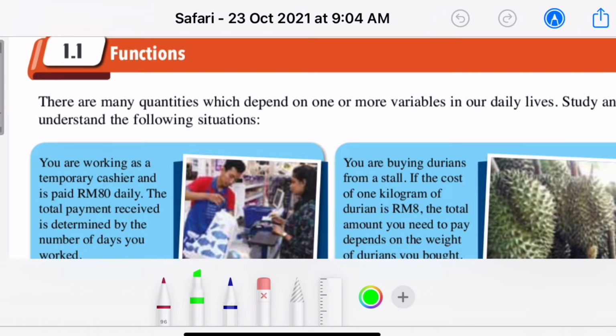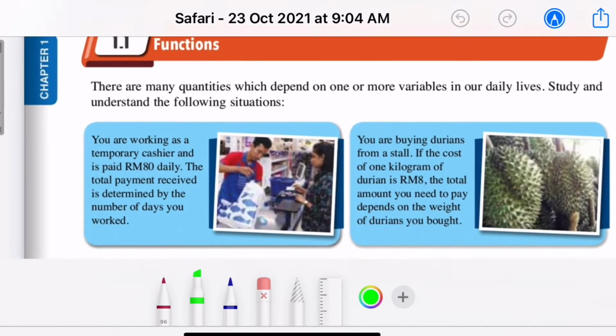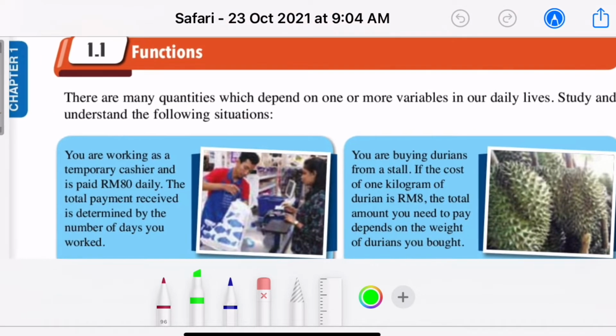Additional Mathematics. Chapter 1, Functions. 1.1. There are many quantities which depend on one or more variable.